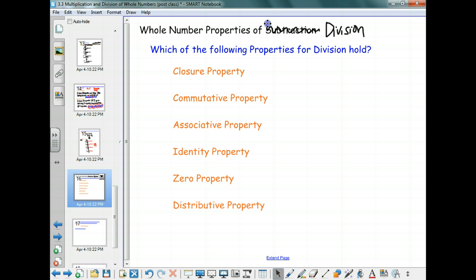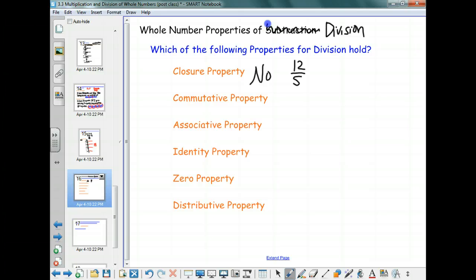Closure property. If you divide 2 whole numbers, do you always get a whole number? No. Give me an example. 12 divided by 5. All right, no. 12 divided by 5. Do you sometimes? Yes, sure, but not always. And the issue is we have to have it always happen.